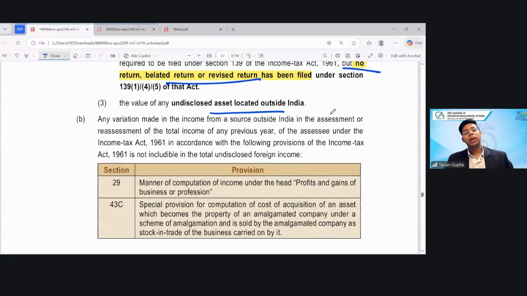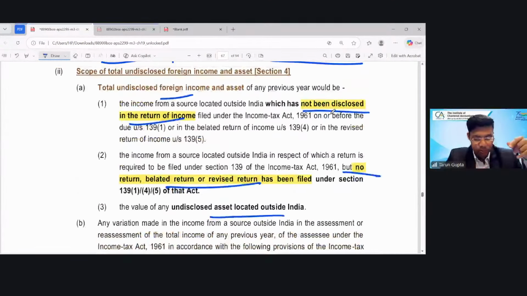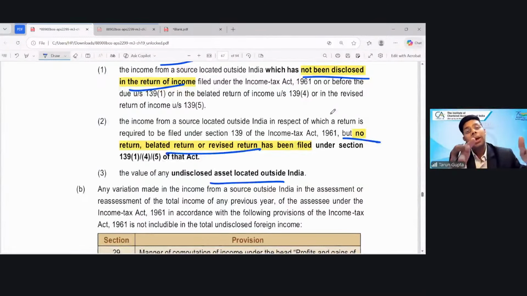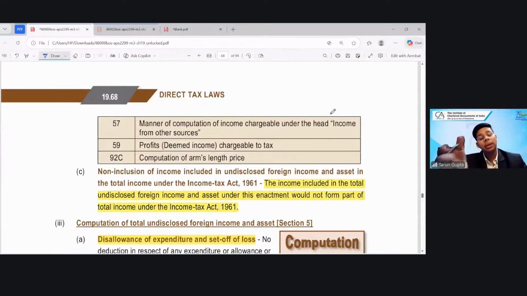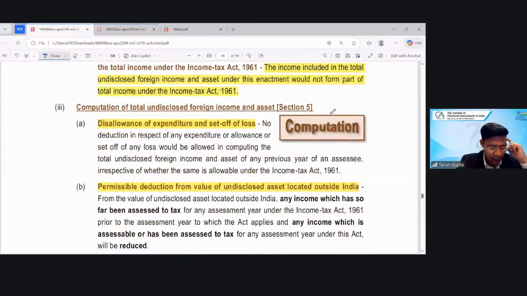But it says if some income which is undisclosed, or there was some asset the source of which cannot be explained, but such amount has already been taxed under the Income Tax Act, then such amount will not again be taxed under the Black Money Act. And similarly, if some amount has been taxed under the Black Money Act, it will not again be taxed under the Income Tax Act. So mutual exclusivity is maintained. Against the undisclosed foreign income or asset, no expenditure set-off is allowed.